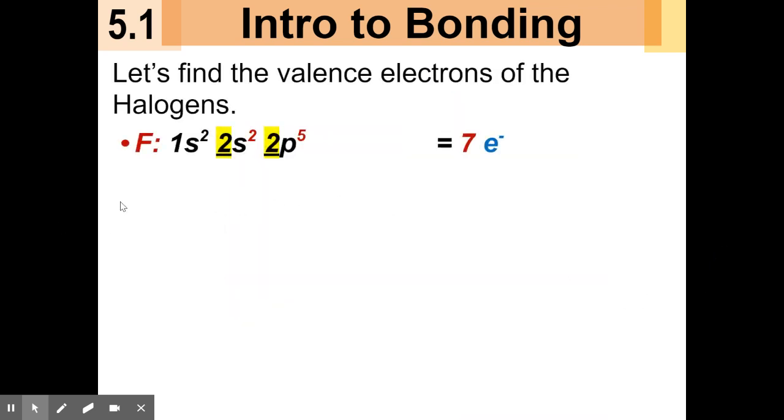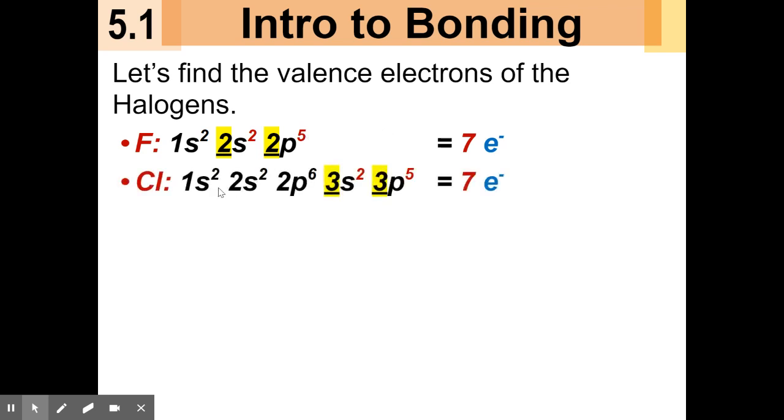So here's the electron configuration of fluorine, right? 1s2, 2s2, 2p5. So in this case, the highest energy level here is the second energy level, the 2s and the 2p. And in total, there are 1, 2, 3, 4, 5, 6, 7 electrons in the outermost layer for the fluorine. All right, for chlorine, its configuration is 1s2, 2s2, 2p6, 3s2, 3p5. So the third energy level is the highest, and there are 1, 2, 3, 4, 5, 6, 7 electrons there.